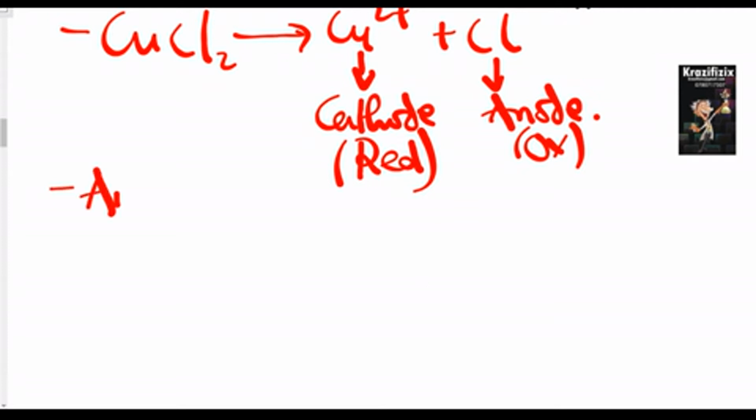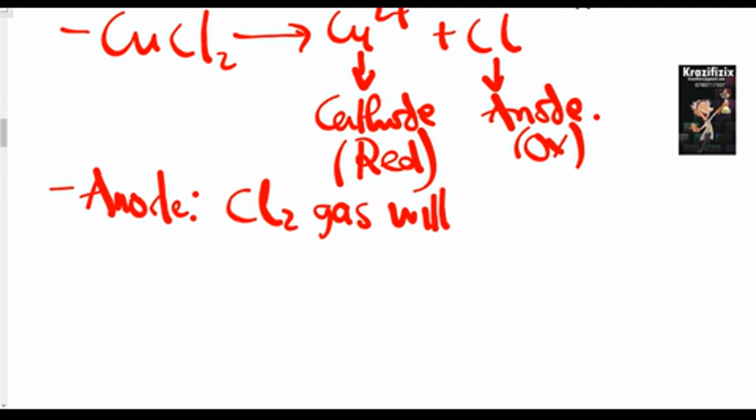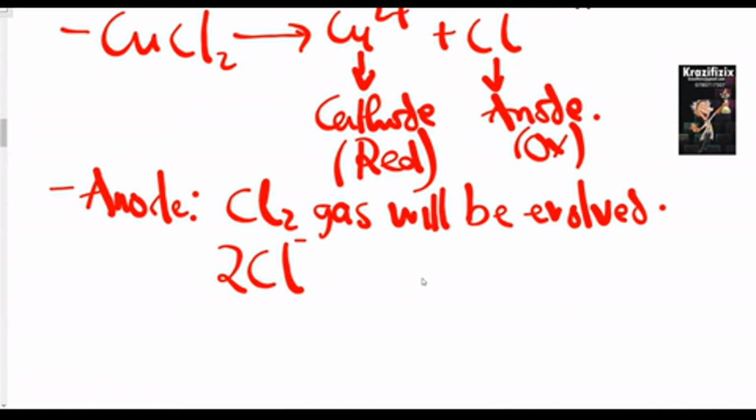At the anode, what is the observation? Now our answer. Chlorine gas will be evolved. I'm sure if you go back to the video, you'll get why chlorine gas is evolved. It's simply because there is oxidation there, and oxidation, remember, is the loss of electrons. So that's why we have chlorine gas as a product.